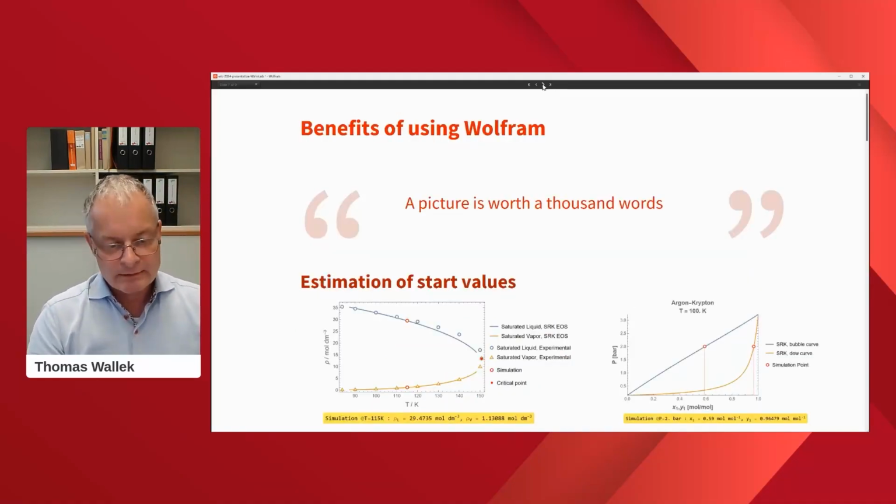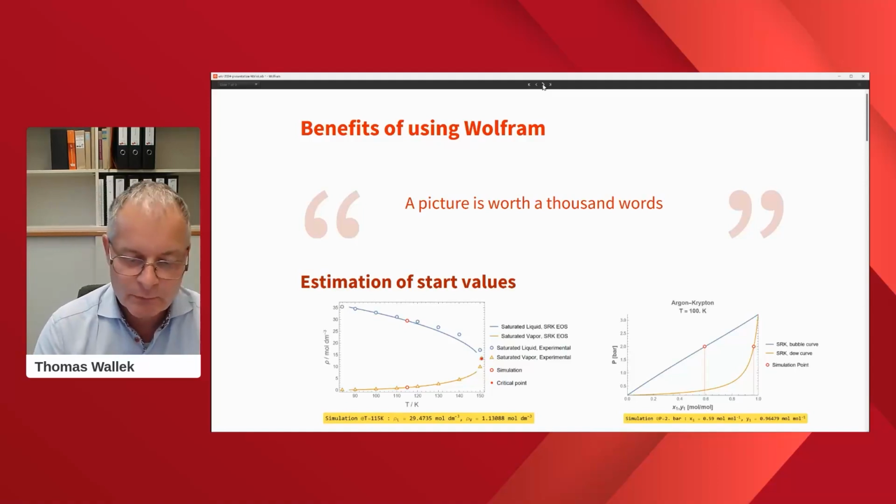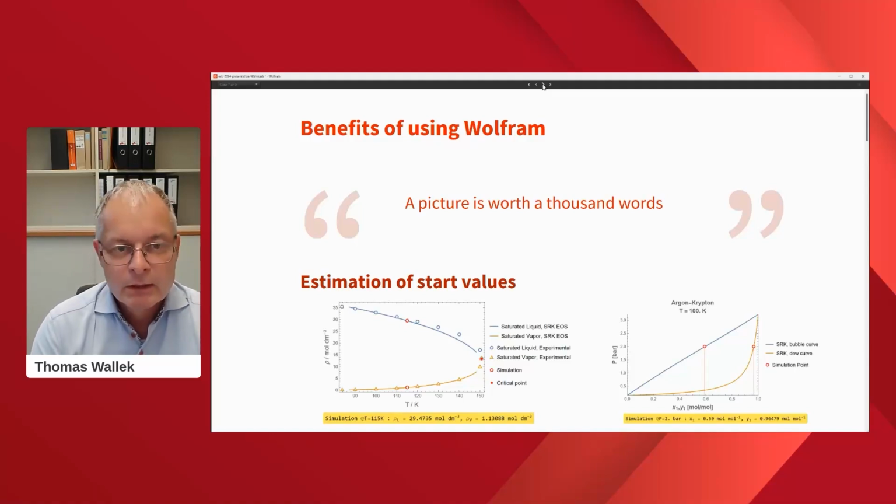Now, having explained the implementation of this Gibbs-Ensemble Monte Carlo suite, I would like to outline what we consider to be a benefit of using the Wolfram language compared to a conventional implementation, for example, in Fortran. And this benefit can best be summarized in one sentence: a picture is worth 1,000 words, which of course refers to the diverse visualization options of the Wolfram language that make the difference, and of which I would like to give you just a few examples in the following.